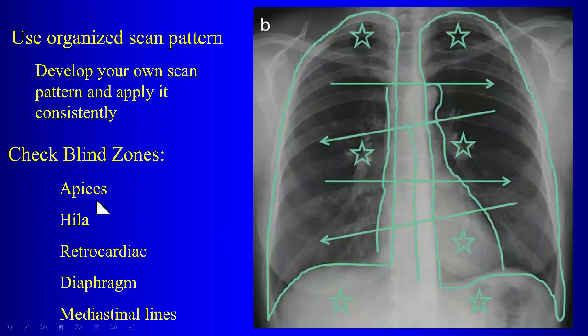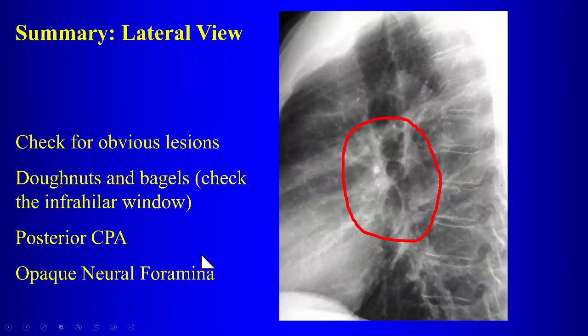You want to look at the blind zones that we've covered, the apices, the hilar, retrocardiac region, diaphragms. We talked about the mediastinal lines. The lateral view, donuts, bagel sign, posterior costophrenic angles. Look for both diaphragms. Always look for both diaphragms on the lateral view, posteriorly. If one of them is missing, you have to try to explain that.